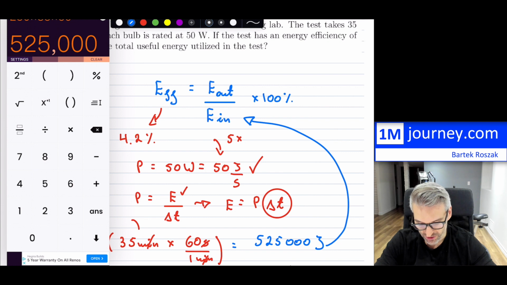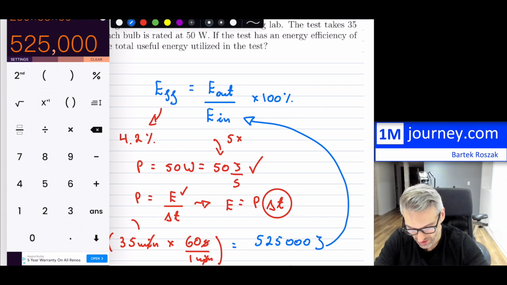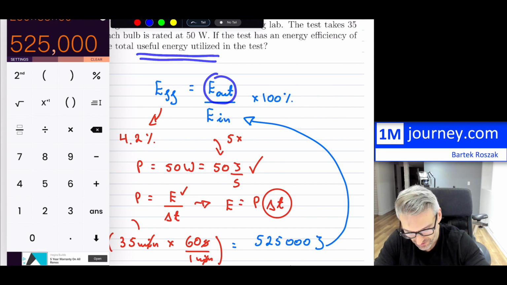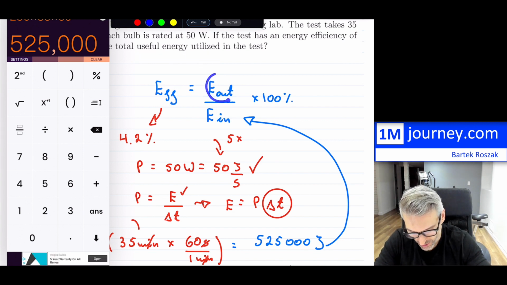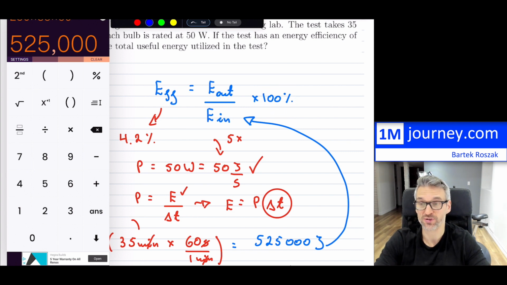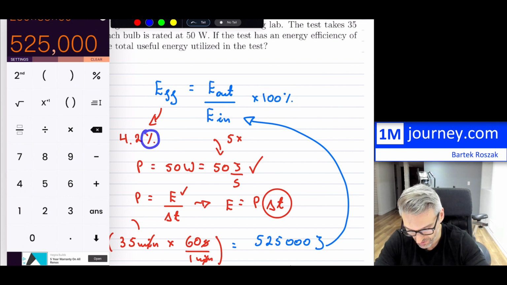So if that's the energy inputted in, now you have to solve for this, because that is the useful energy that we have. So how do we get this? Well, this is 4.2%. This is 525,000 joules, right? So we're going to take this and multiply it by this. This 100% is going to disappear. It's going to remove the percentage from here.